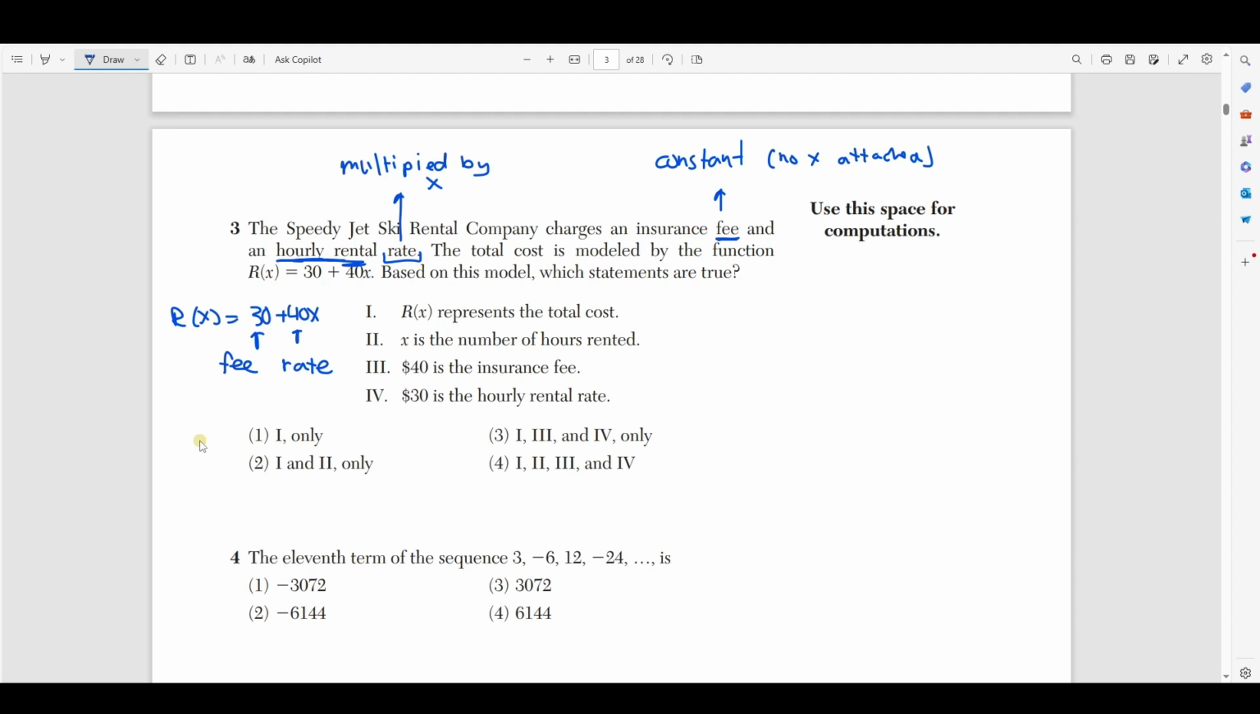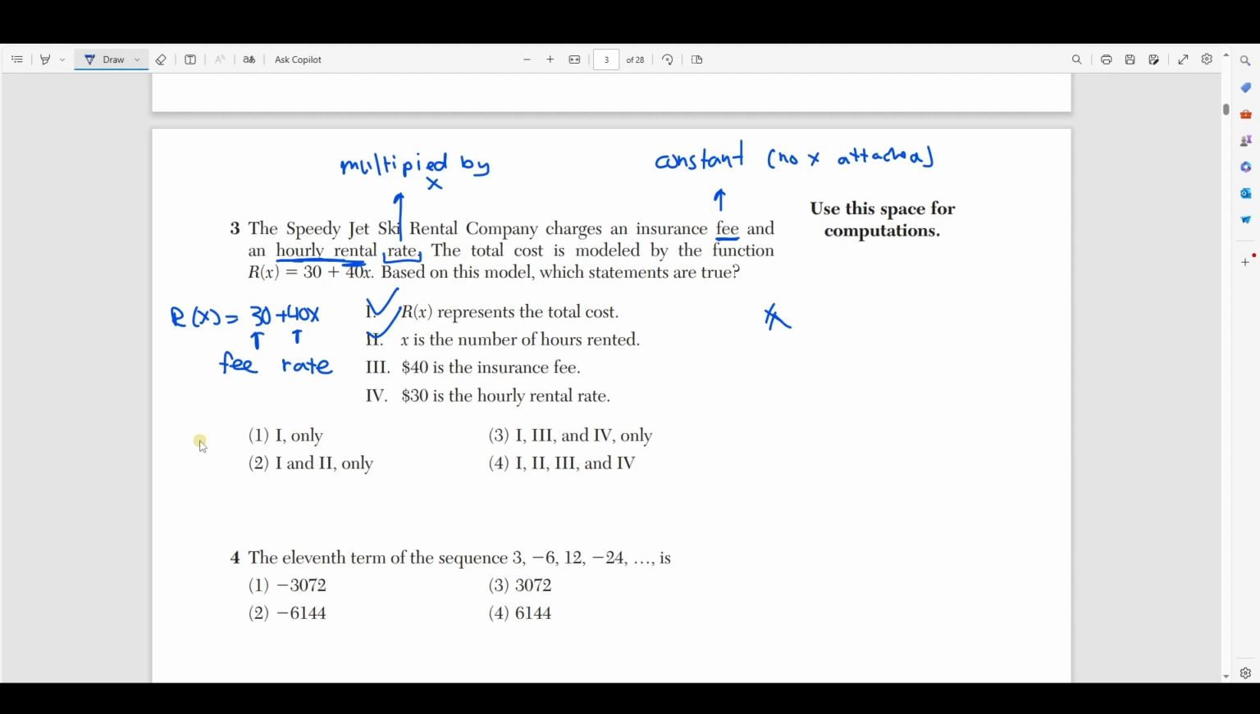So based on this model, which of the statements is true? Number 1 has to be true because r of x represents the total cost. It just said that. The total cost is modeled by the function r of x, right? 2 says x is the number of hours rented. This is also true. X often represents time, so that's true in this case.